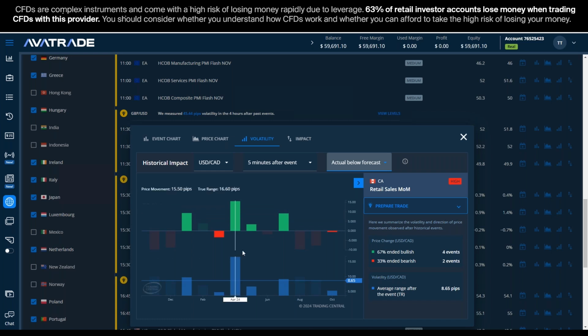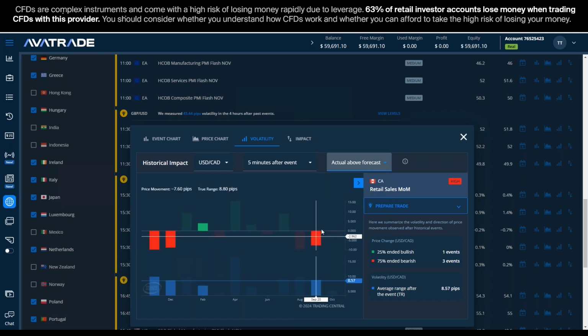67% of the time, 2/3 of the time. The ones that dropped were very little, the ones that went up were a lot more. So an obvious trend here surrounding this announcement. Okay, worse than expected data, Canadian weakens. Better than expected data, the Canadian strengthens in the 5 minutes after.